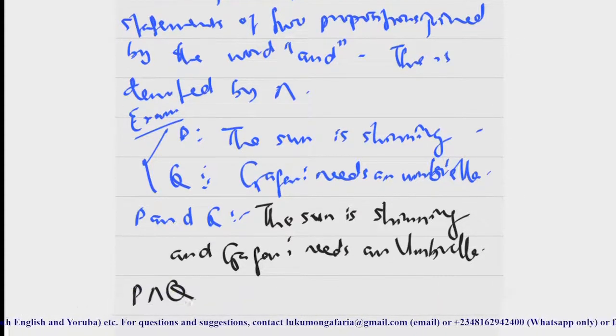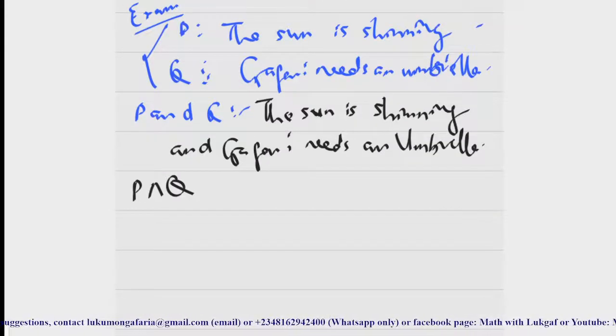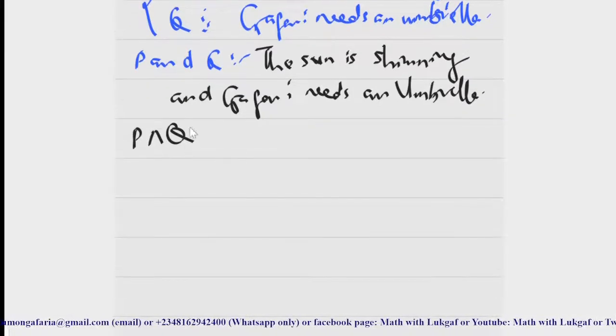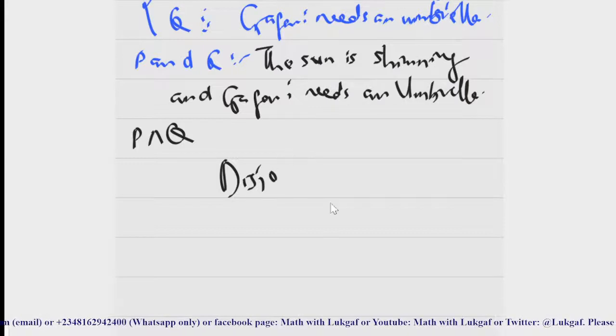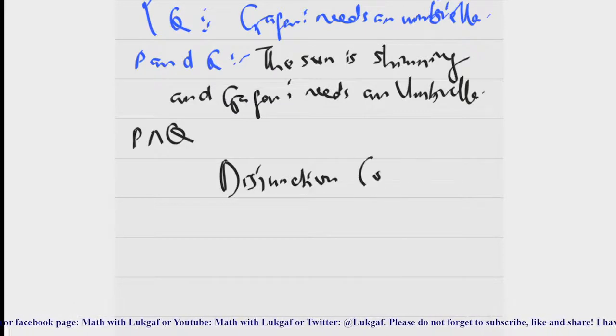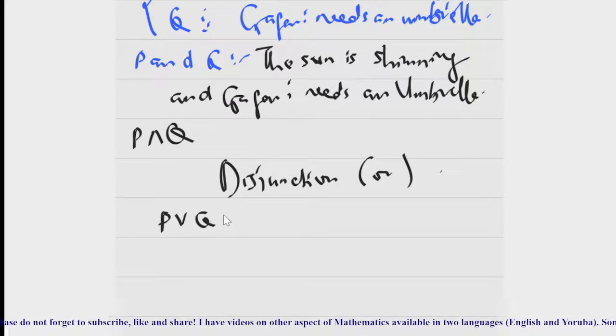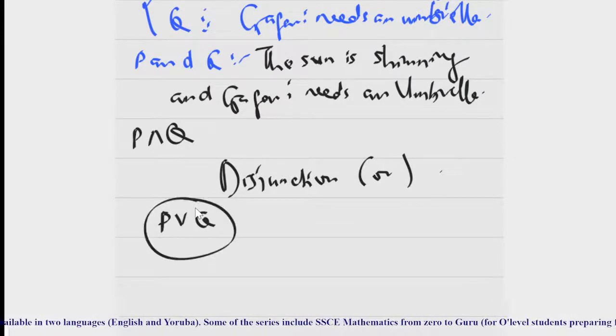So if that is clear, let us move to disjunction. Disjunction is more or less your union, the union of a set. Disjunction, or we call it or. It's the disjunction operator, or operator. So the disjunction of two propositions is denoted by P or Q. This is P or Q. I hope you understand now. It's a compound statement of two propositions joined by what? Joined by the word or. And it is denoted by this, like I've said.